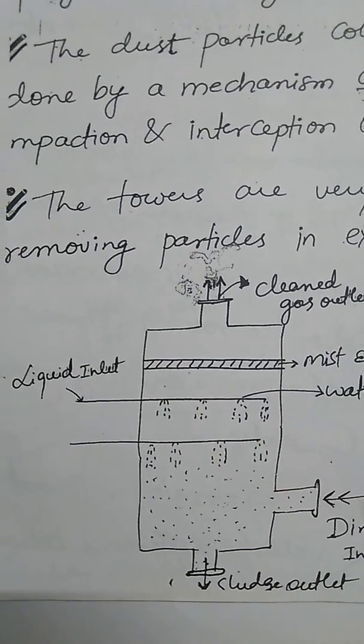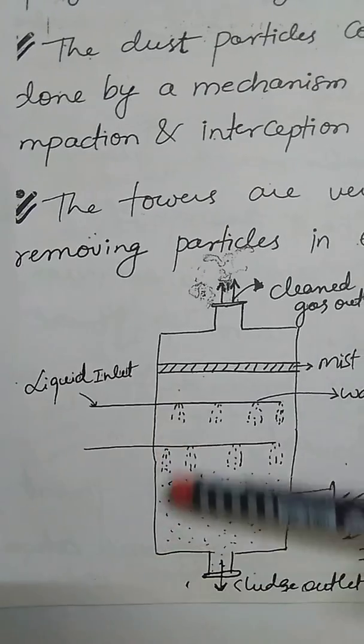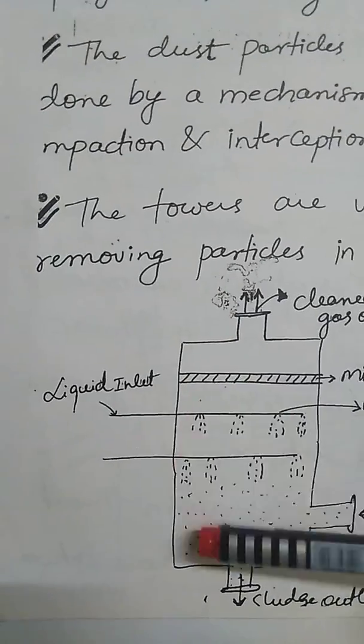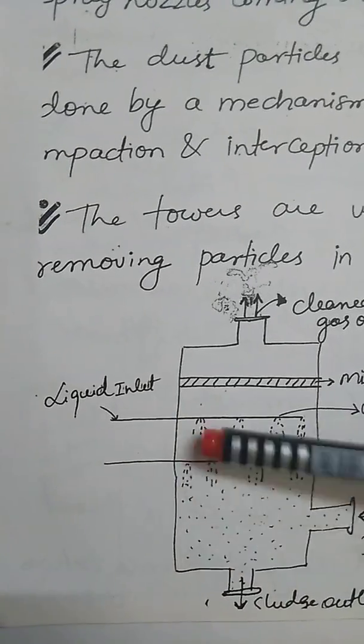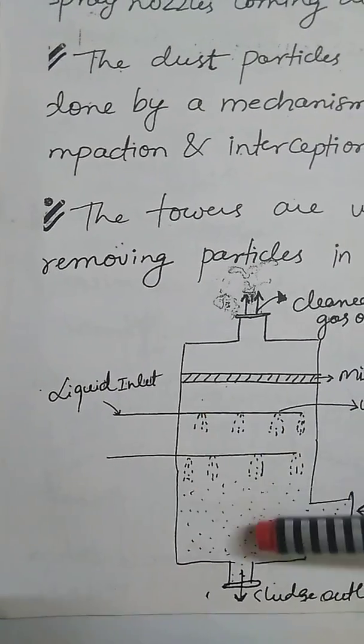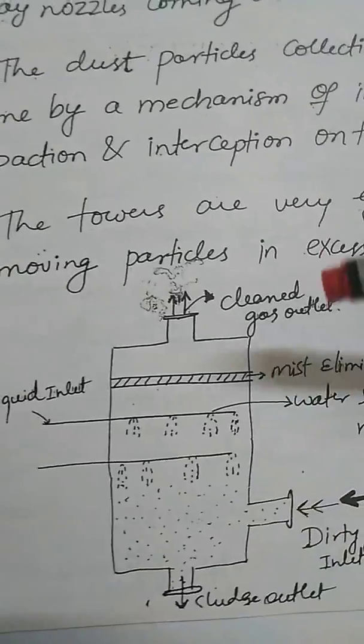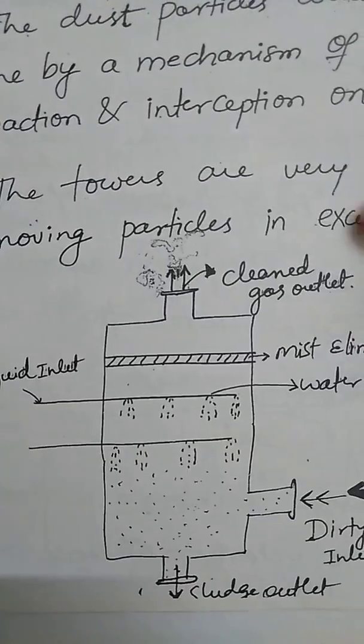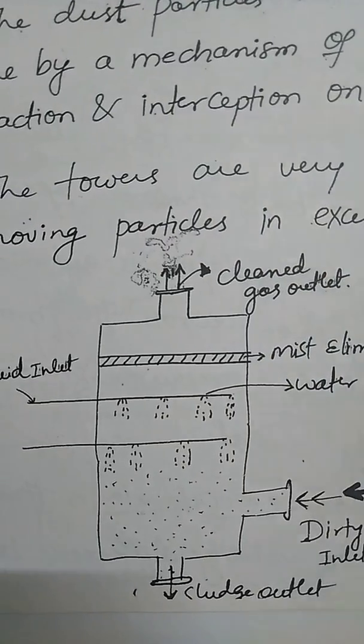Now since the gas is there, it will try to flow upwards, but as the water droplets are coming, it is going to attract the suspended particles and they are going to settle down. Here we are going to get the clean gas at the top. This is regarding the spray tower.